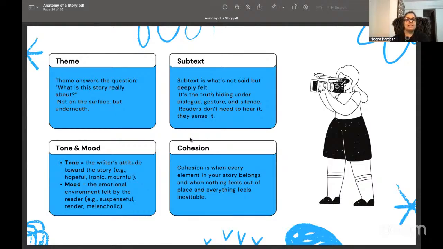Now, subtext is emotion's camouflage. It's where your reader participates instead of just observing things.